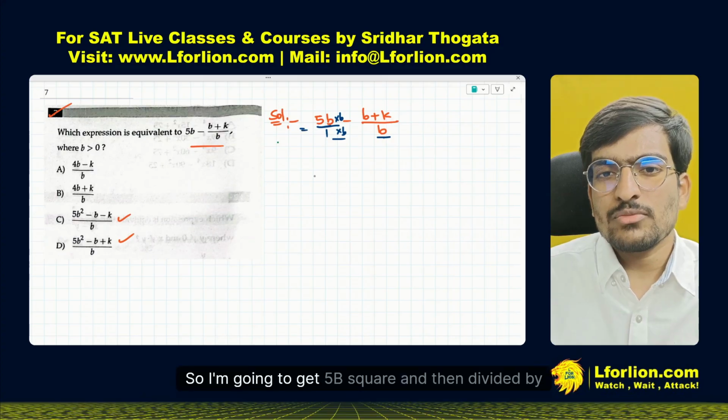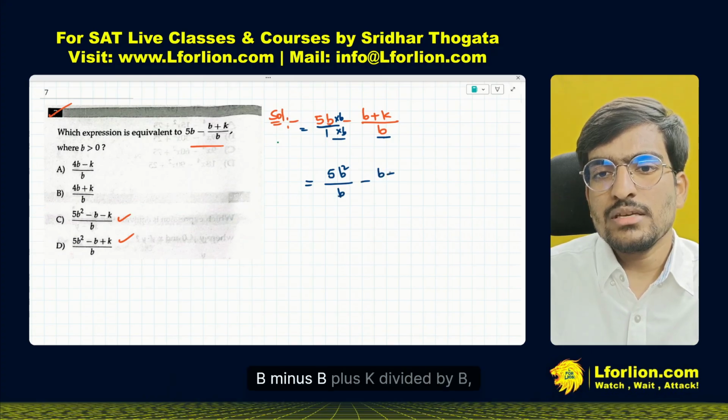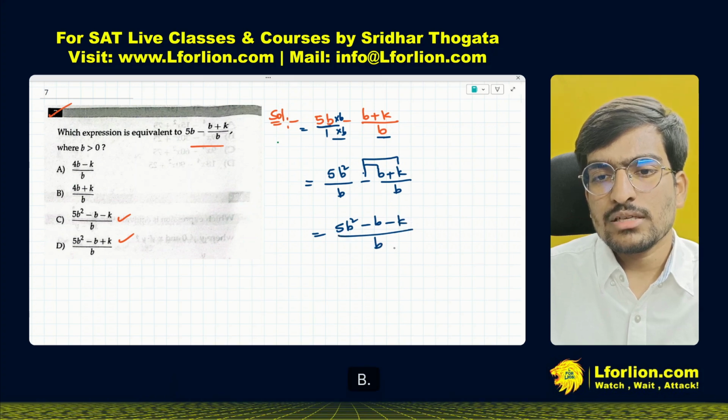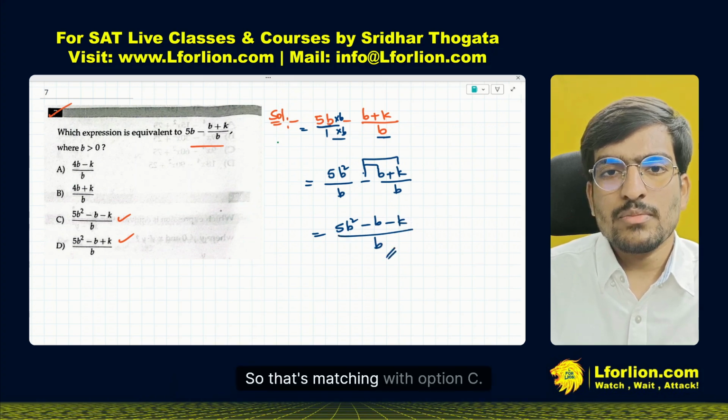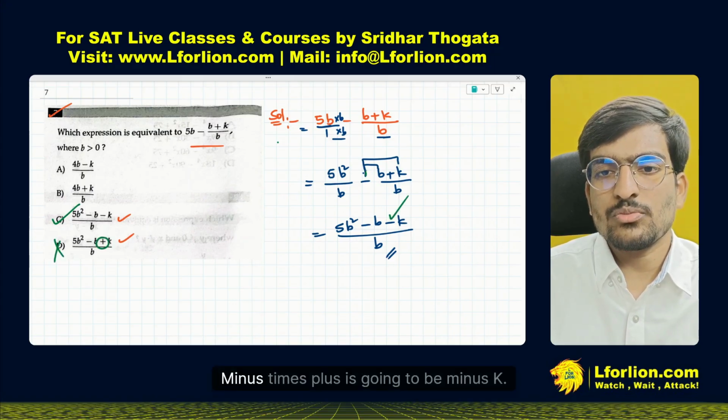So I'm going to get phi b square and then divided by b minus b plus k divided by b, that equals phi b square minus b and then minus into k minus k divided by b. So that's matching with option C. It's not D here, it is positive, but it is actually negative. Minus times plus is going to be minus k.